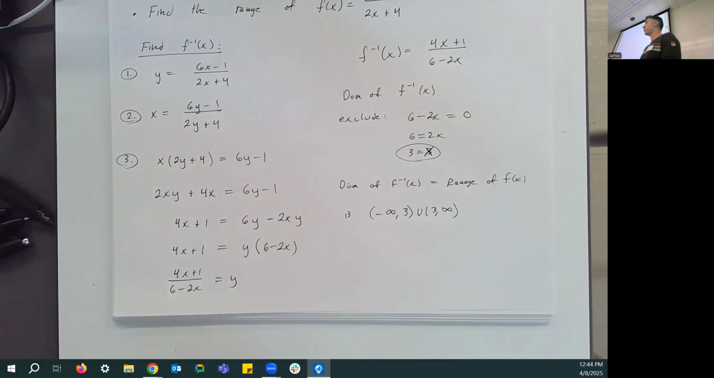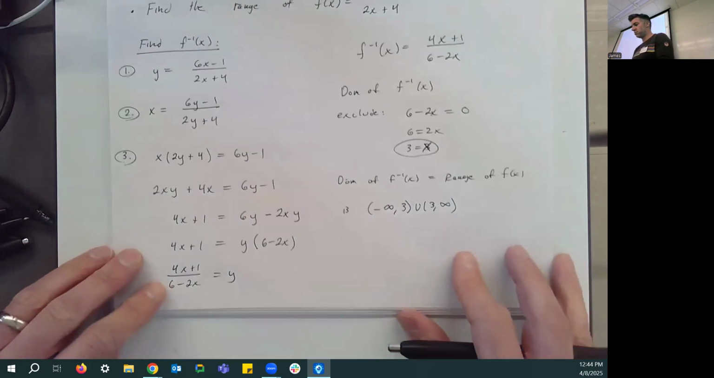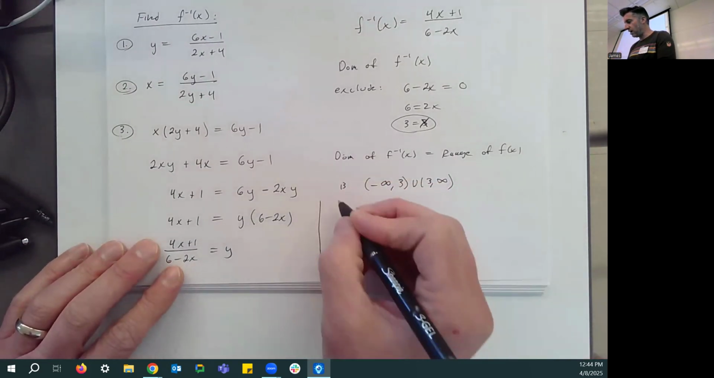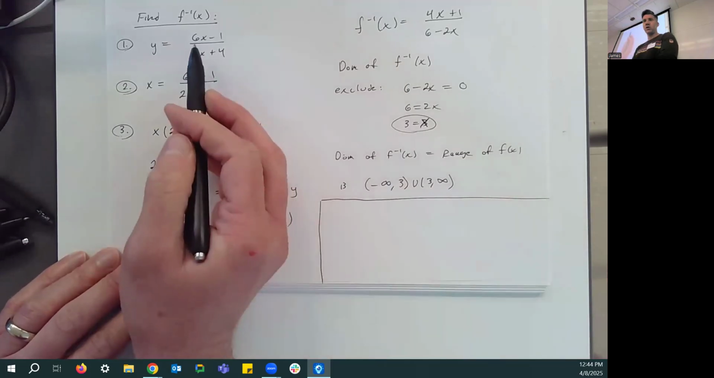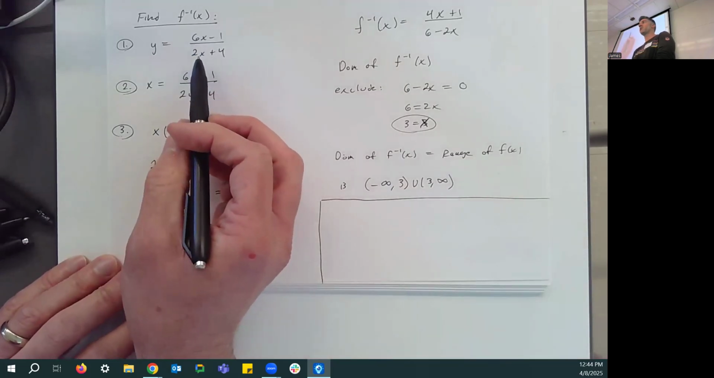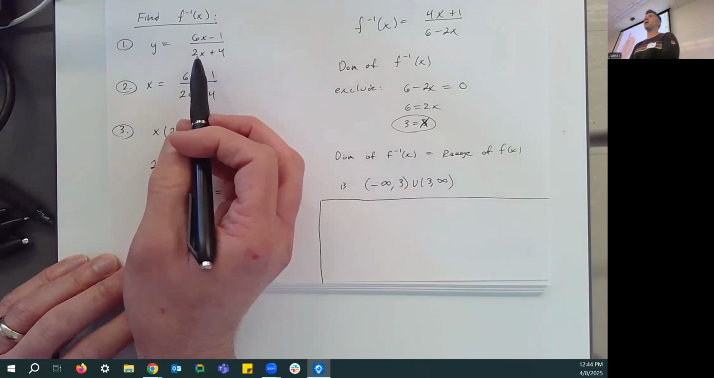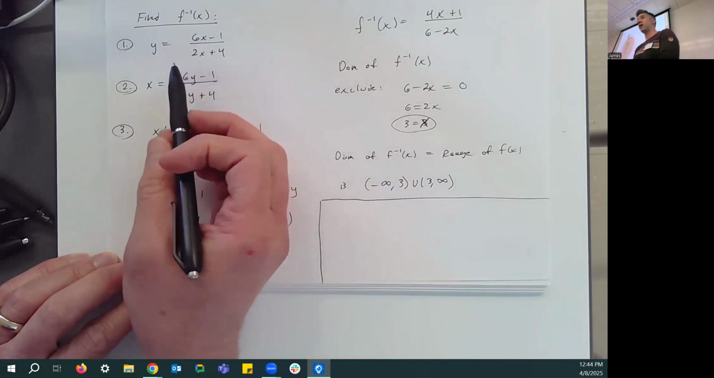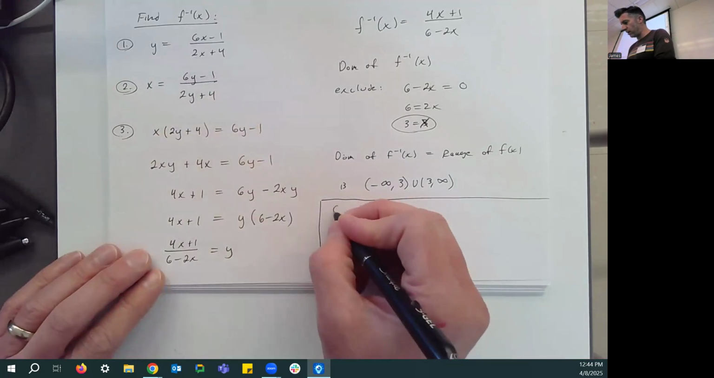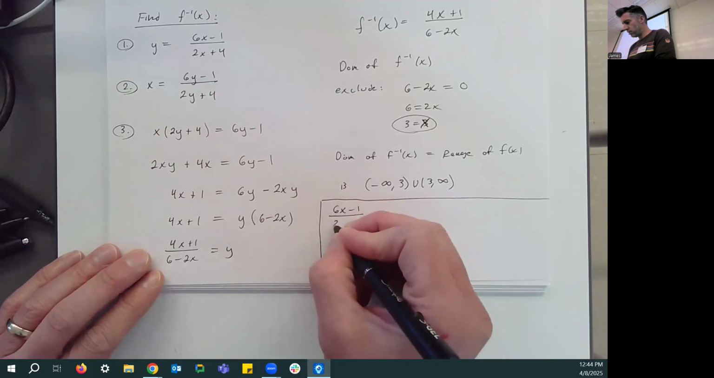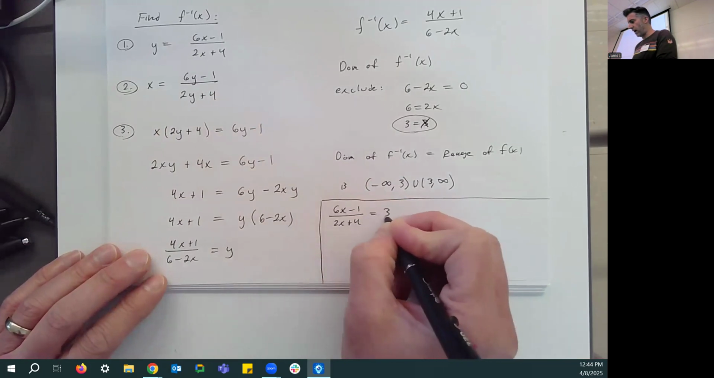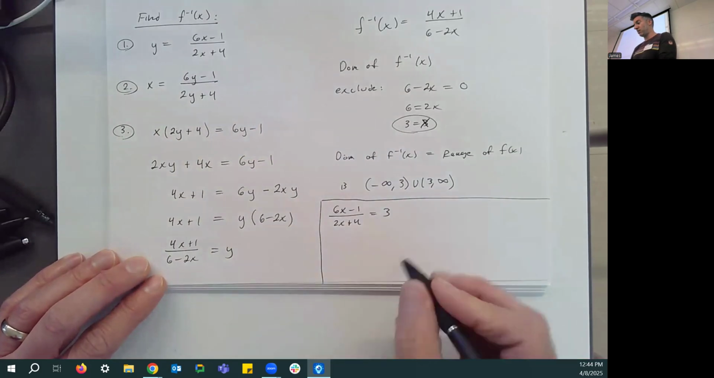Let me offer you some proof. What we've said here is this function can equal any number except for 3. Right? You can't get 3 as an output. You can get anything else, but you can't get 3. So what if we tried to get 3? If we set this equal to 3, look what happens. I'm going to multiply both sides by 2x plus 4.